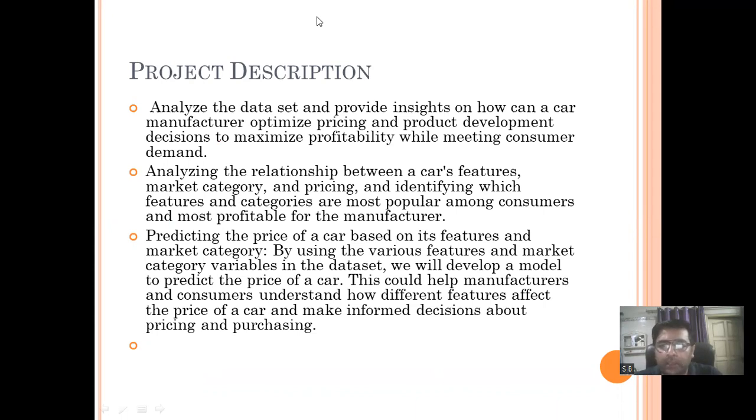We have been given a task to find out the features which affect the car's pricing and the profitability of the manufacturer, predicting the price of a car based on its features and market category. So I have created a logistic regression model in this project, which will give me the features which affect the price of the car.